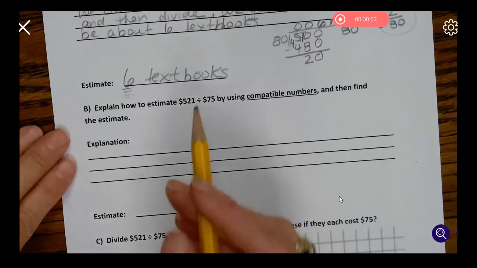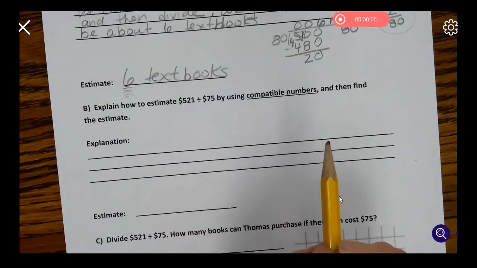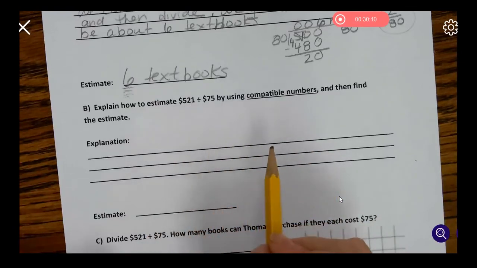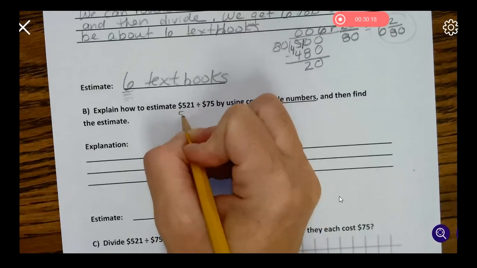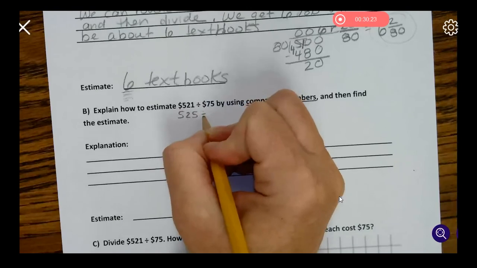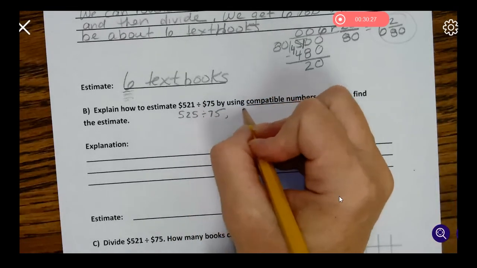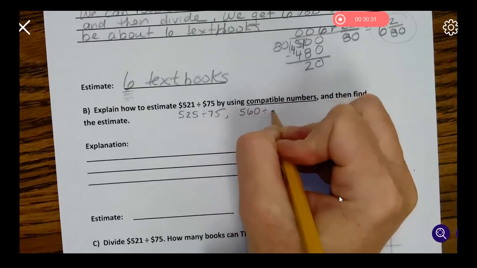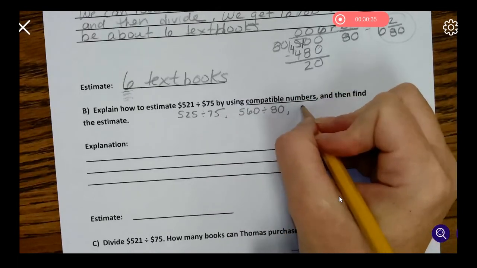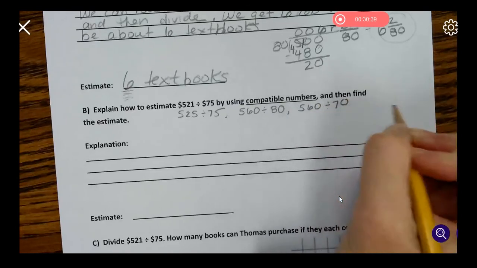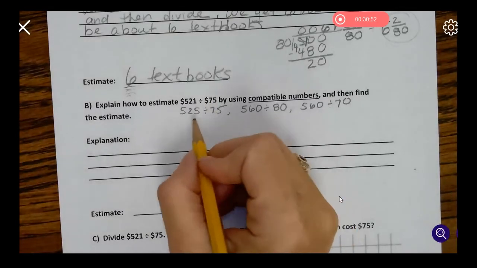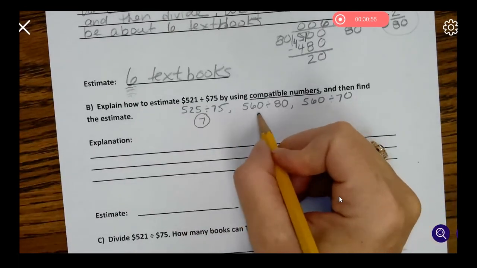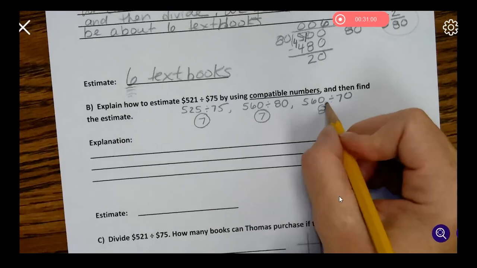All right, next, explain how to estimate by using compatible numbers, okay? Now, I do want to tell you there are several compatible numbers that we could use here, okay? We could use 525 divided by 75. We could use 560 divided by 80. And we could use 560 divided by 70. So these are all compatible numbers. Take a look at those, especially the ones that maybe you didn't have. Now I'm thinking the 525 divided by 75 you might not have, but that would be 7. Okay, this would be 7. And this would be 8. Okay?